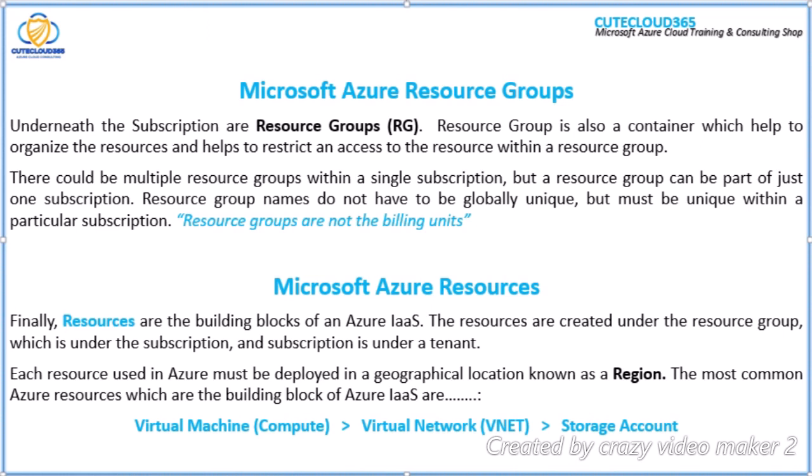Like if I am creating a virtual machine, I give the name, then I have to choose under which resource group and which region, like West Europe, East Europe, West US, North US, whatever. So you have to choose the region as well. The most common Azure resources, which are the building blocks of Azure IaaS, are the virtual machine, virtual network, and storage account.